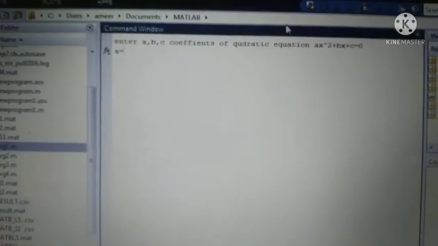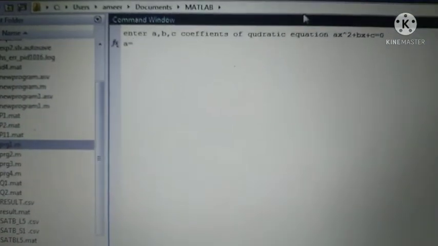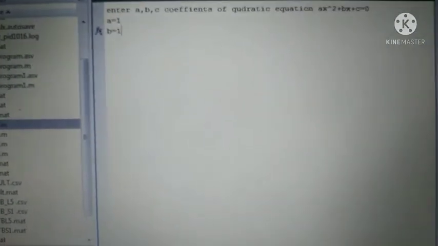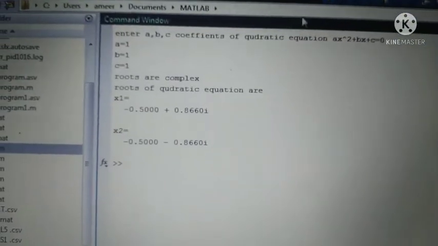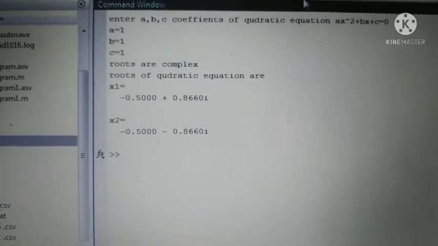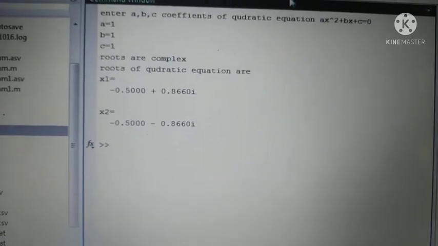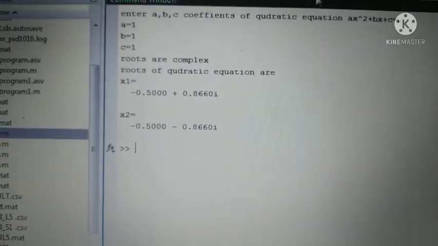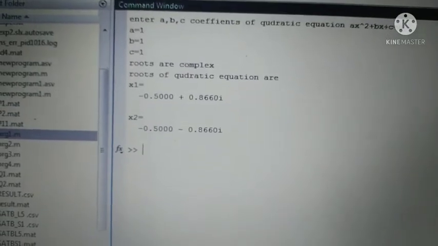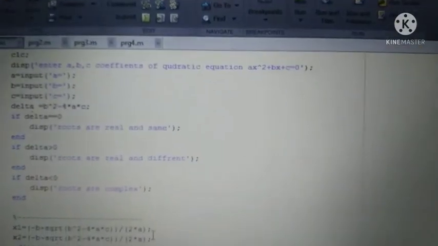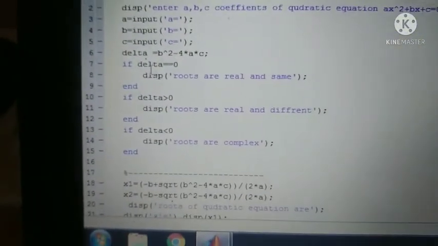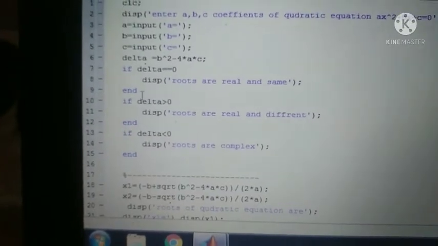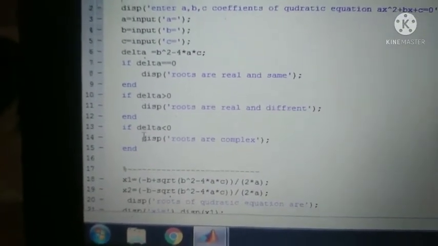Third time I run the program. This time I'll give the value A is equal to 1, B is equal to 1, C is equal to 1. Now what happens? We got roots are complex because B square minus 4AC will become negative, and for that reason we'll get complex roots. In this program we are taking all the values, and all the conditions we are using in if only.